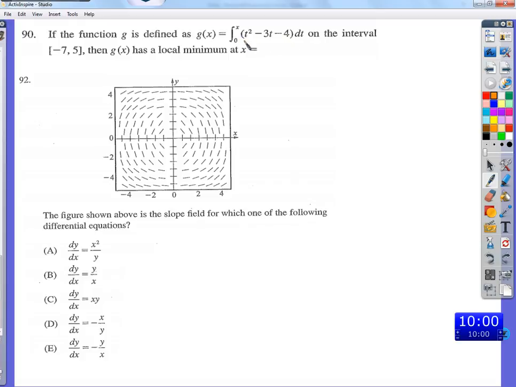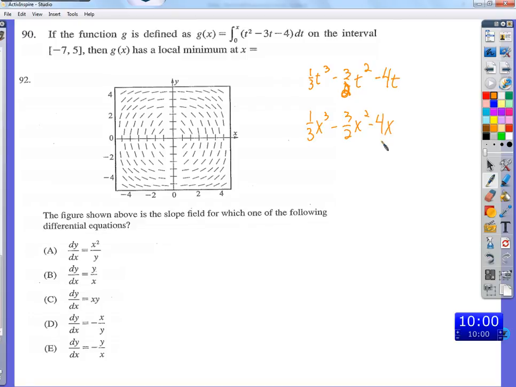What's the antiderivative of t squared minus 3t? 1/3 t cubed, minus, I said 3/2 t squared. Everybody agree? 3/2 t squared? Okay, minus 4t plus c. But then we're going to use the fundamental theorem of calculus, so we're just going to plug some stuff in, right? So we're going to plug in b, that's x. 1/3 x cubed minus 3/2 x squared minus 4x.